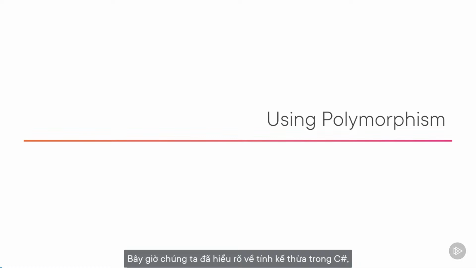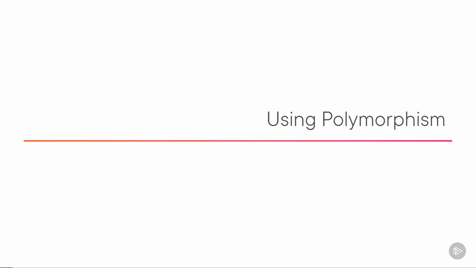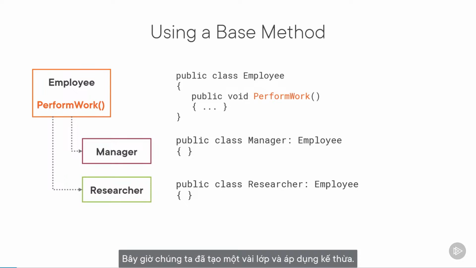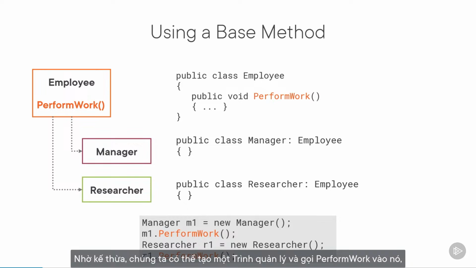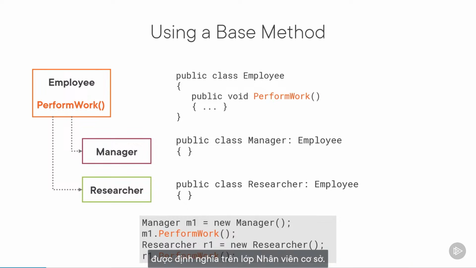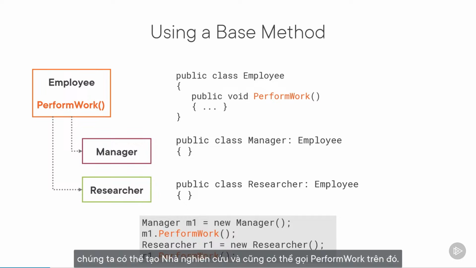Now that we have a good understanding of inheritance in C#, let's look at polymorphism, another important pillar of object orientation. We now have created a few classes and applied inheritance. I think it's clear that using inheritance we can reuse code. Functionality defined on the base type, like you see here with the perform work method, is accessible from the inheriting types, and that allows us to move common functionality to the base class. Thanks to inheritance, we can create a manager and call the perform work onto it, defined on the base employee class. Similarly, we can create a researcher and also call the perform work on that.